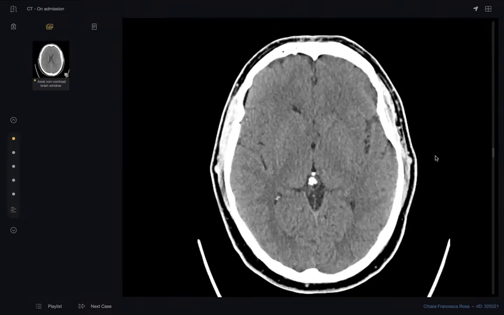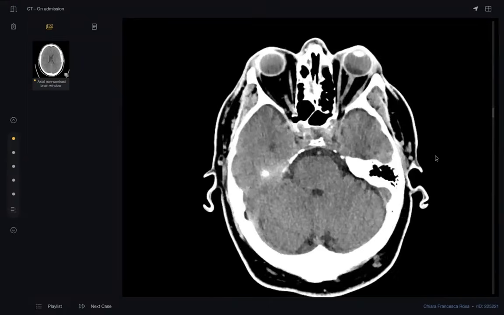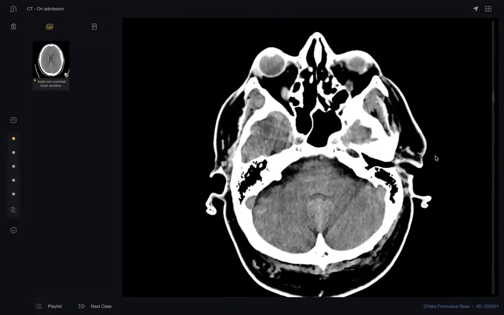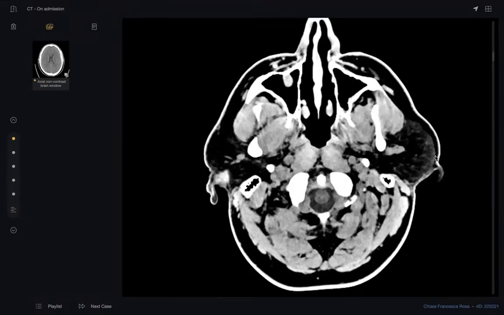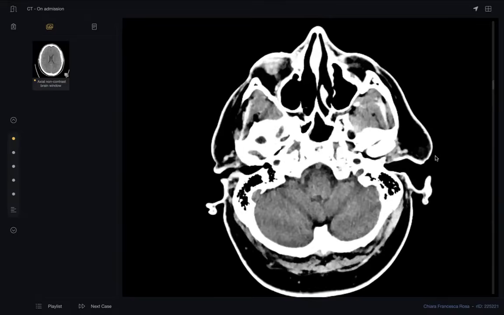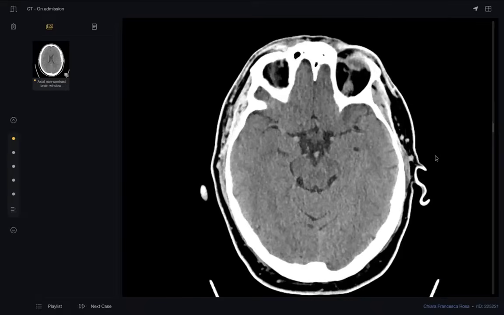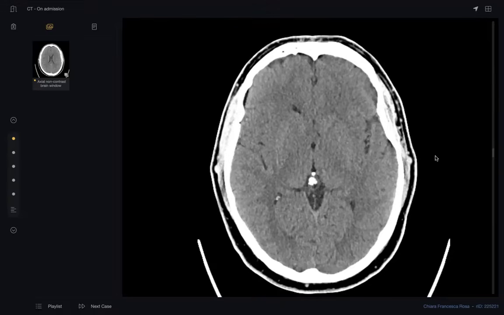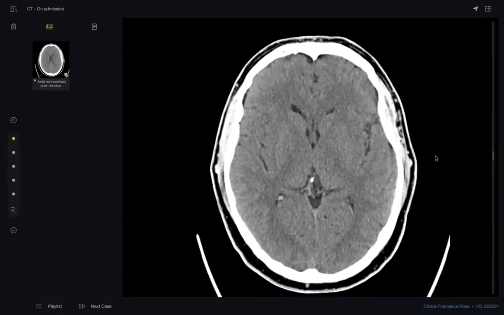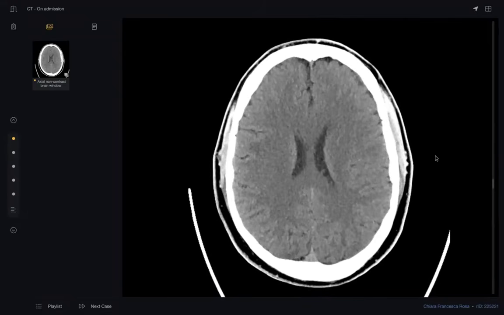I don't see any evidence of intracranial bleed. There is no crowding of the cerebellum or foramen magnum. I'm just trying to point out any obvious abnormality. I don't see any.